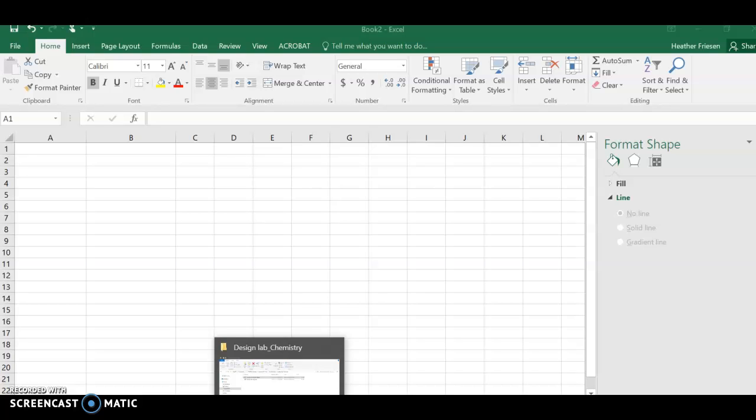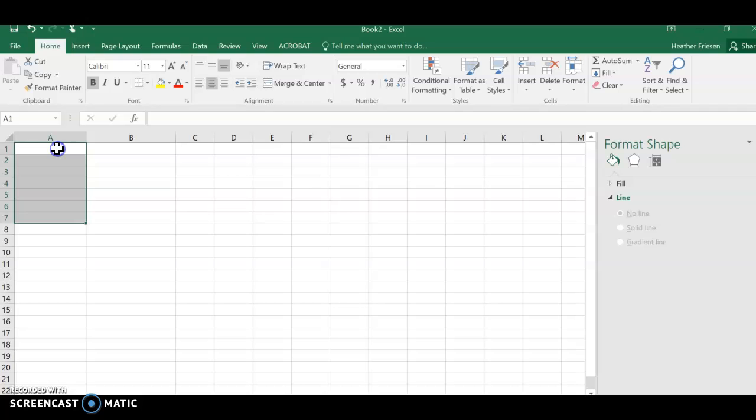Hi scientists, I'm going to show you how to make a graph using Excel. Excel is the tool that we're going to use when we do this investigation, this design lab for number 2 on factors influencing resistance. So we're going to start by making a data table.